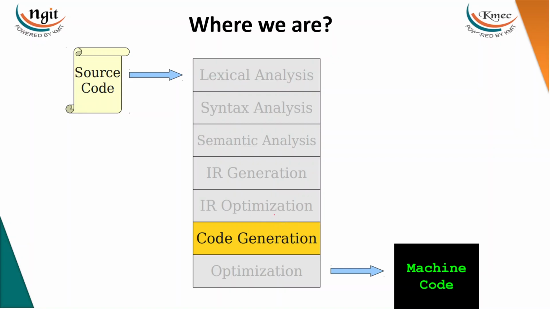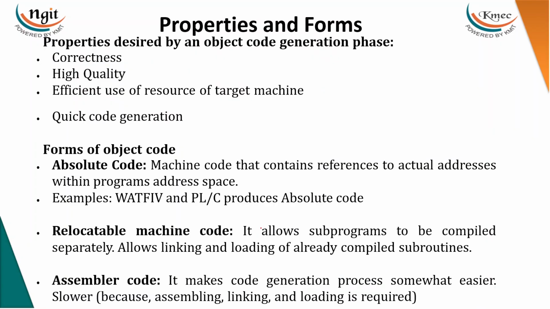If an IR or optimized IR is given as input to the target code generator, how is it going to be represented in assembly language code? That we will discuss. So first, what are the issues? Before going to the issues, first, what are the properties and forms? So, properties decided by the object code generation phase.